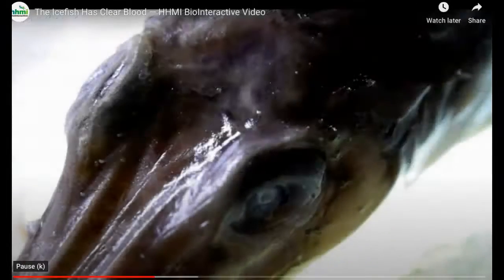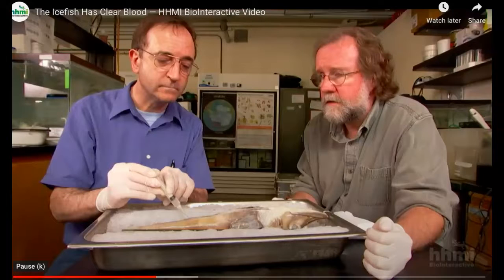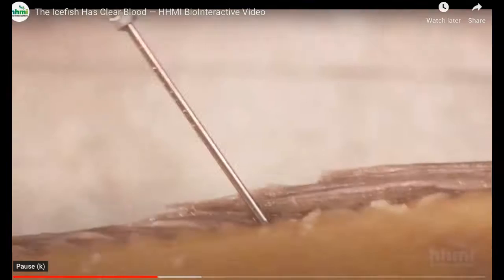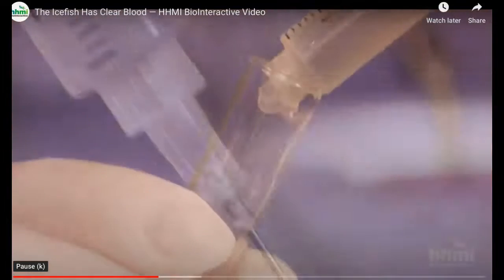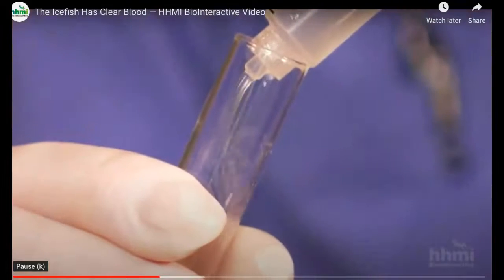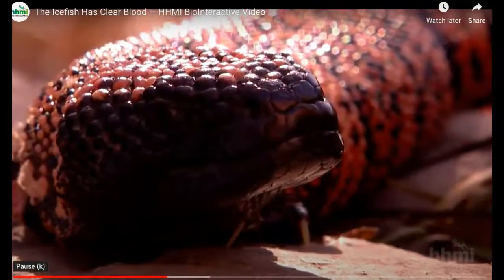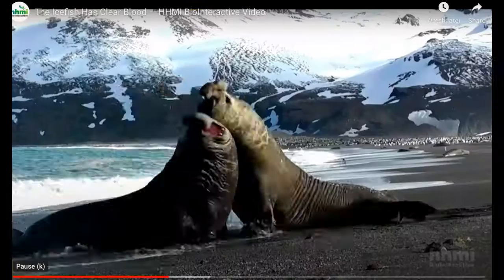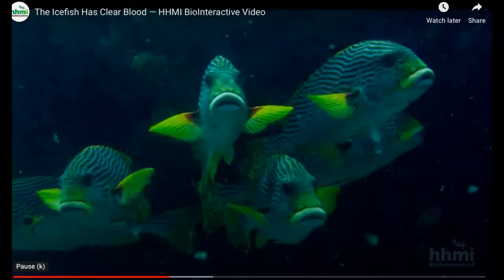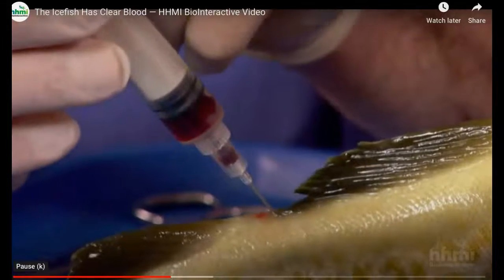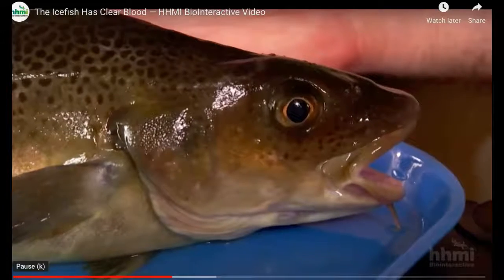The crocodile fish, or ice fish, as they've come to be known, had a dilute liquid almost as clear as ice water flowing through its veins. Okay, and here's your ice fish blood. That's amazing. Except for the ice fish, all of the vertebrates on Earth, reptiles, birds, mammals, and all other fish, like this cod, have red blood coursing through their veins.